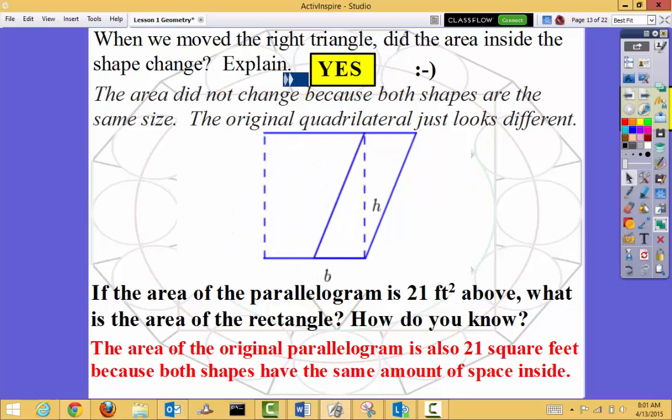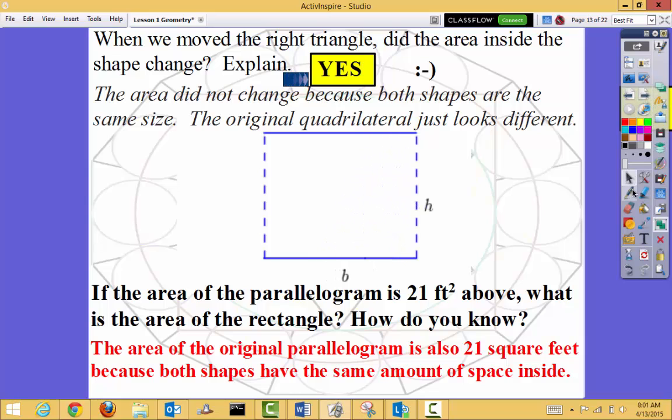All right, the area of the parallelogram is 21 feet squared. What is the area of the rectangle in feet? So if this parallelogram that I'm starting with is 21, the rectangle is also going to be 21. Why is that? It's because both shapes have the same amount of space inside. You'll notice I'm not losing any pieces up here. It's just being moved around.